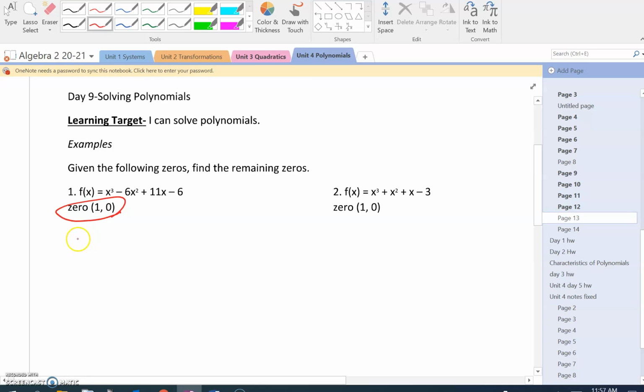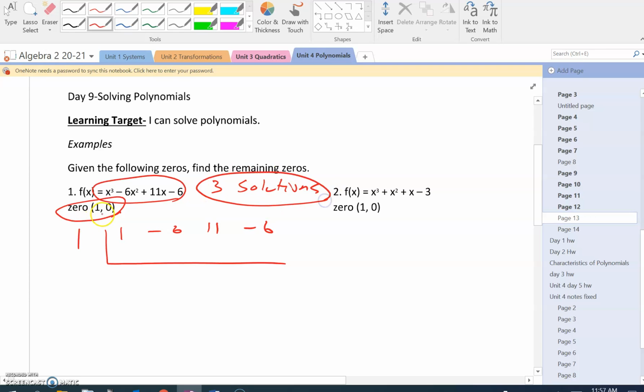So what I'm going to do is take this 0 and use my synthetic division to whittle this cubic down to a quadratic, so that I can factor or use the quadratic formula. Keep in mind that because it's cubic, I should have 3 total solutions, right? And this is one of them, 1 of 3 zeros. I've got to find the other 2, so that's why I'm doing this.